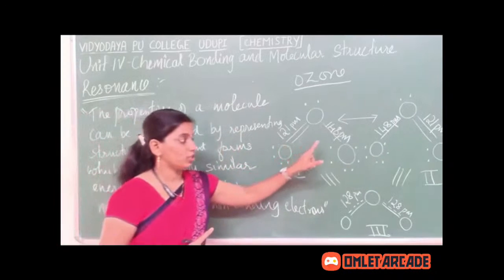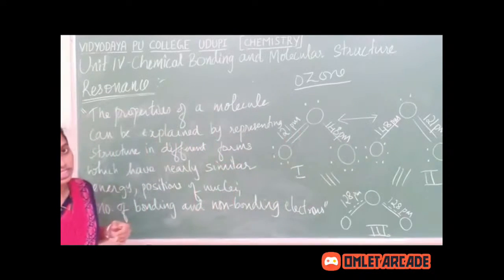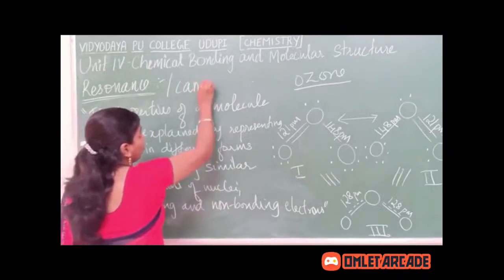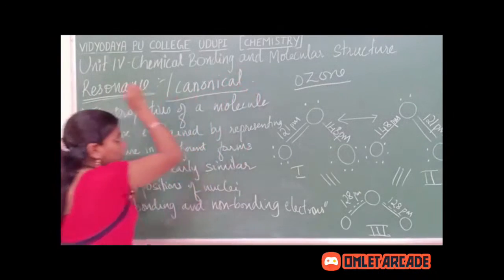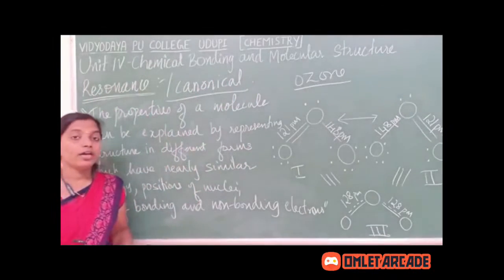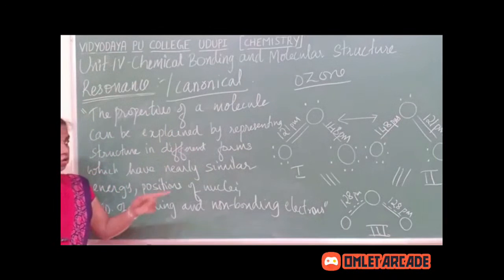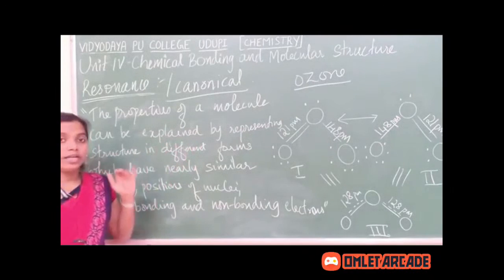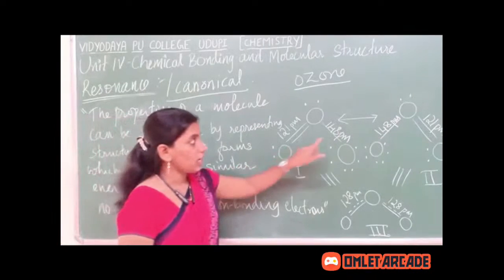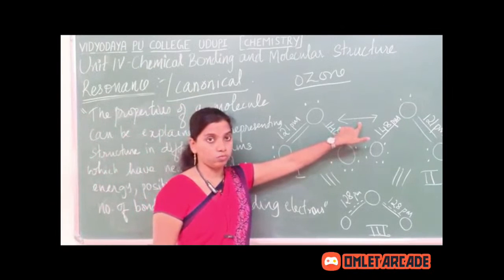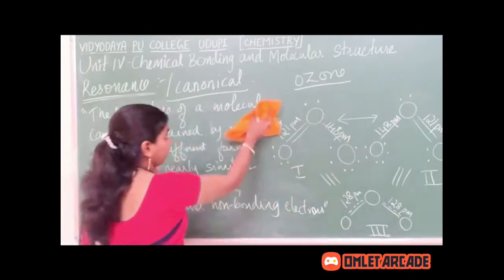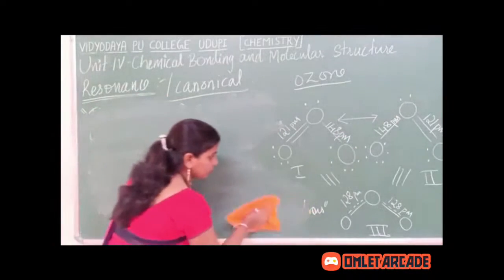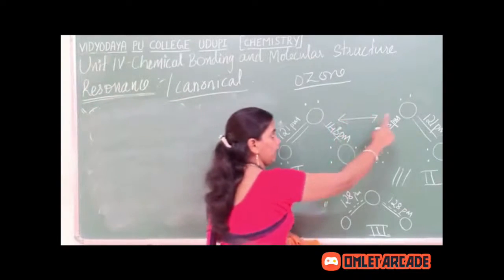Now these 2 structures are called resonance structures or canonical structures. So in ozone, the first and second structures are the resonance structures. Resonance is indicated by a double-headed arrow. Okay, so there is the double-headed arrow.